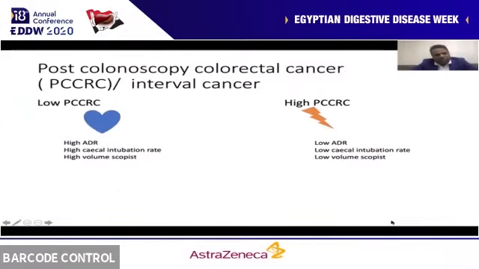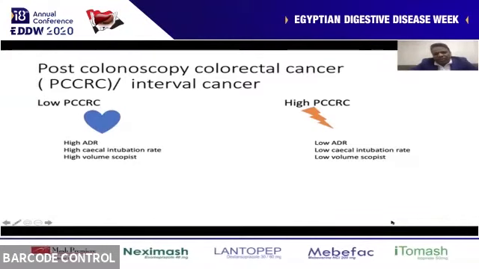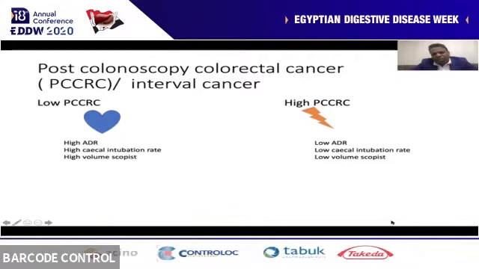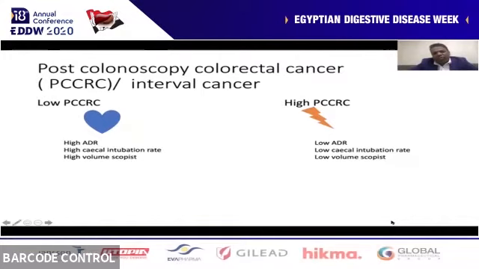So why is it important? We know that post-colonoscopy colorectal cancer is an issue. We know that colonoscopy is a great tool in diagnosing and preventing cancers of the bowel. However, we do note that it can actually miss cancers. Then we call them post-colonoscopy colorectal cancers, or interval cancers if they belong to a surveillance group or a screening group.